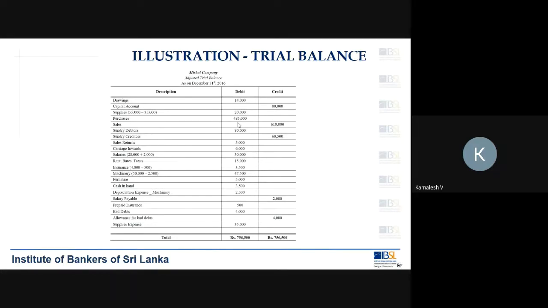Let's say, when you look at this example, you see the capital account, your balance is 80,000 credit balance. Sundry debtors, your balance is 80,000 debit. So for the capital account, I will put this 80,000 credit balance on the debit side. And for the sundry debtors, the 80,000 debit balance, I will put it on the credit side. Now what happens? The trial balance will balance, isn't it?